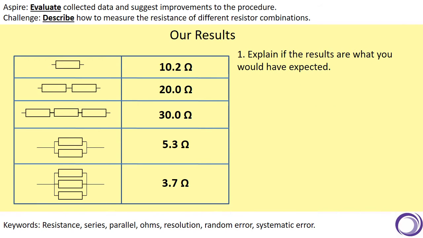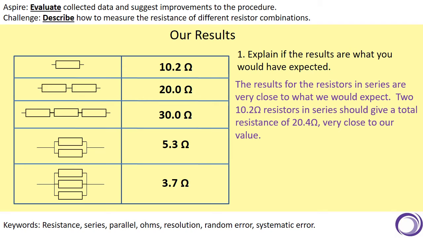First one then, see how you get on. Explain the results of what you would have expected. Well, if it's 10.2 for one of them, I'd expect two of them in series, it'd be 10.2 plus 10.2, so that's 20.0. So they're pretty close. You'd expect 2 times 10.2 to be 20.4. So yeah, that's pretty close. And the third one, that's pretty close as well. So they're pretty close to what we would have expected.